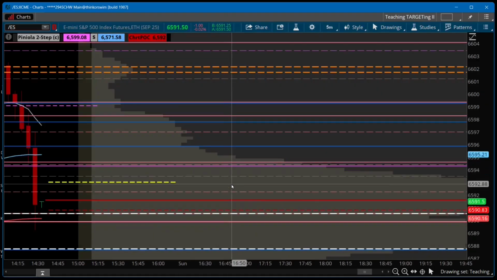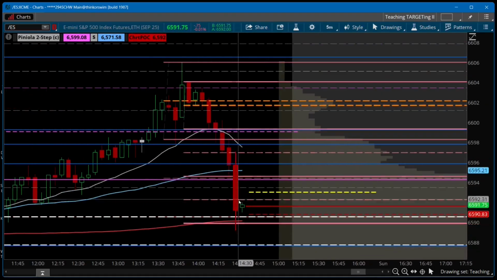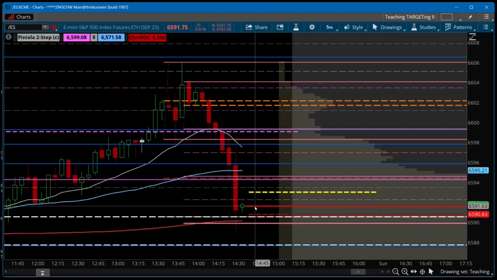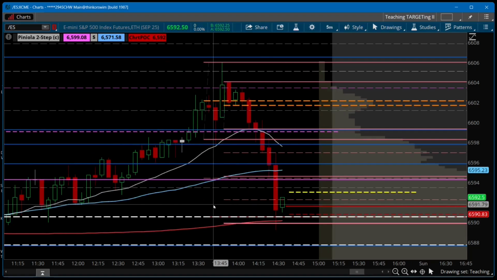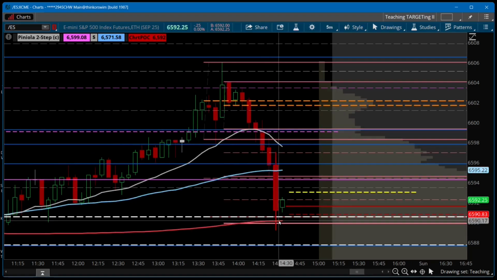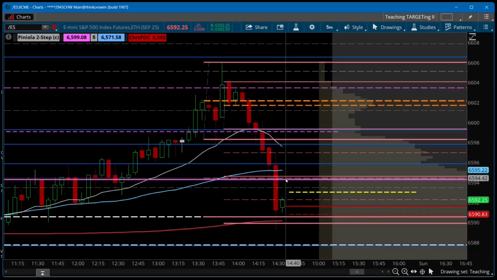We still got a lot of volume profile in this area. That's the 5 day point of control, and there's today's point of control. We'll bounce off the 200, probably going to go back up into this area.